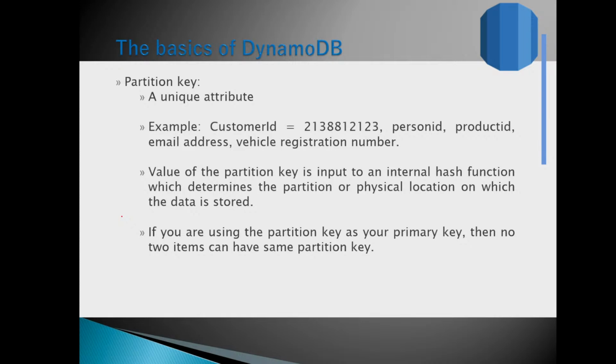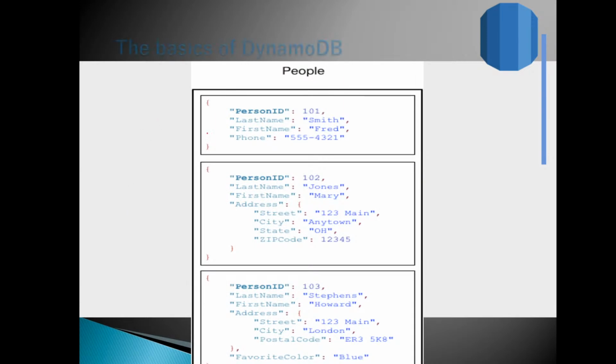If you are using a partition key as your primary key, then no two items can have the same partition key. Clear? It's a unique value. Now this is an example, person ID, person ID, person ID, and apart from that you can enter any number of attributes.